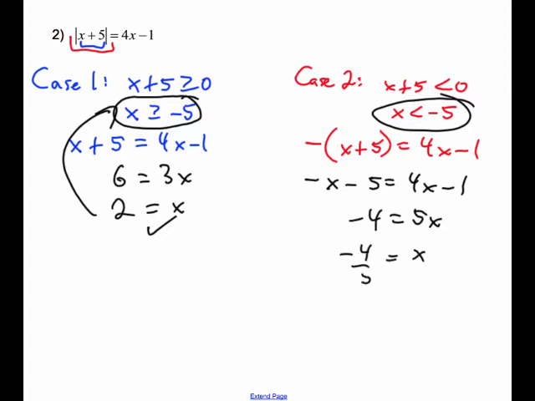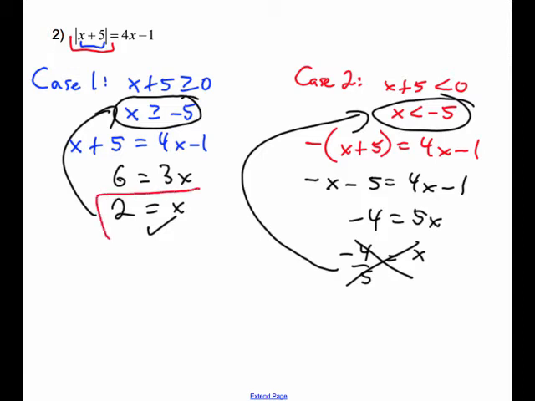X equals negative 4 over 5. Is the x value I get less than negative 5? Actually, no, it's not. Okay, so that gets rejected. It's an extraneous root, and so we can see that we're back to just the one solution. So there's an example of an absolute value equation that gives an extraneous root.